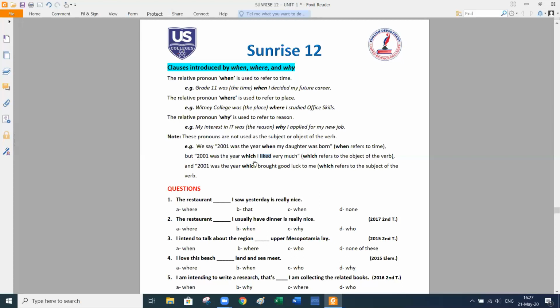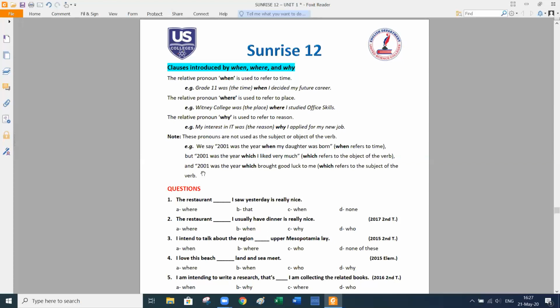And when we join the sentences and we use a relative clause, we say 2001 was the year which I liked very much. Which refers to 2001, and 2001 is the direct object of the verb like. So we use which in the sentence, not when.